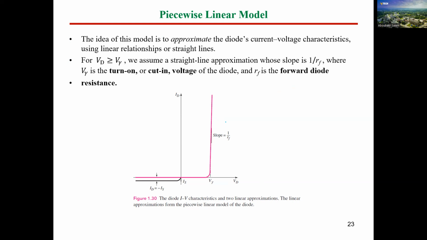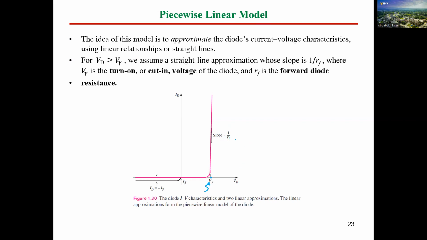For the piecewise linear model, we assume that the diode's current-voltage characteristic is a linear relation, a straight line. So you will start at a certain point here and have a slope for your line. The intersection with the horizontal axis, at the value of VD, is called V gamma. The slope of this line equals delta I divided by delta V, which is 1 over resistance. So the slope here is 1 divided by RF.